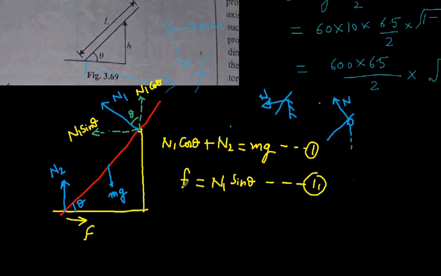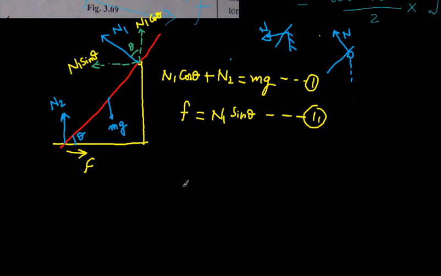Now we need to balance the torque. First of all, for torque, we need to choose a proper point. Let's assume this is point A and this one is point B. Through point B, only one line of force is passing, which is N1, and through point A, two lines of force are passing, which are N2 and F. Then I will take the moment of force about point A. We need to find the distance from the line of force to this point.